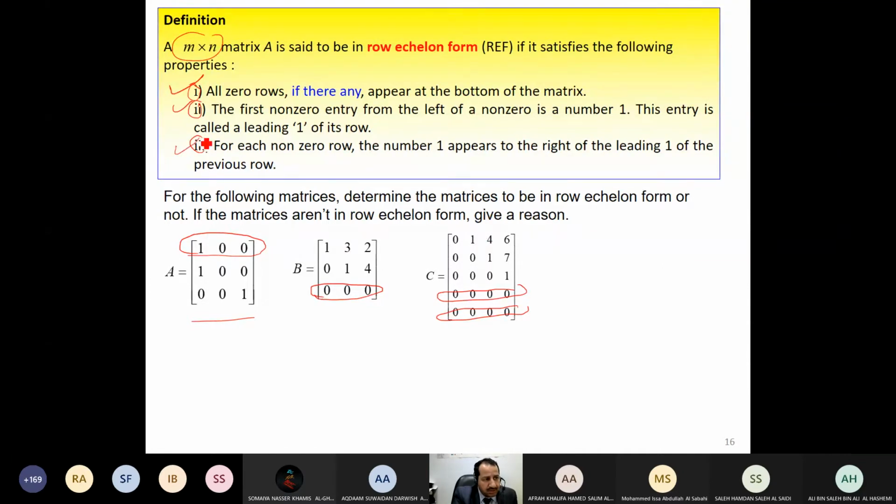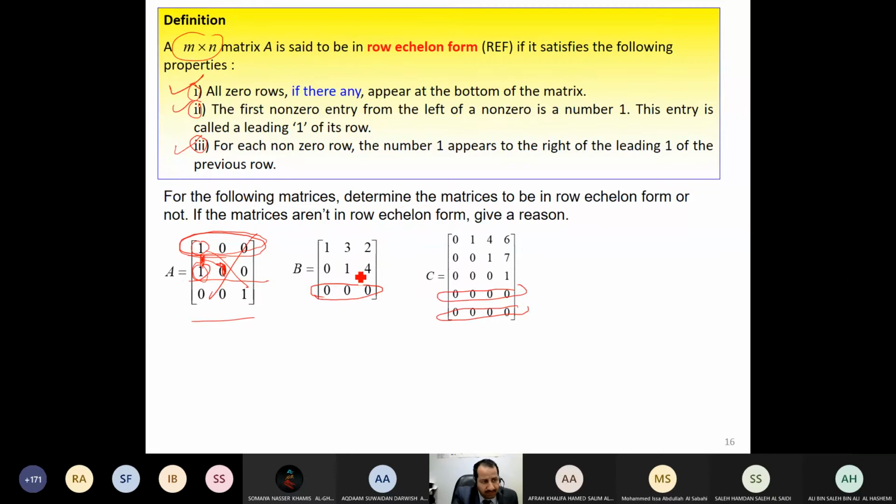Now, the third condition we also need to satisfy to say this is row echelon form: for each non-zero row, the number 1 appears to the right of the leading one of the previous row. What does it mean? Have a look here. This is the leading row, the first one. It starts with 1, it's okay. But the second one did not satisfy condition number 3. Why? Because here it started with 1 in the same place. No, it should be delayed. Here the 1 should be, this should be 0. So this did not satisfy the third condition.